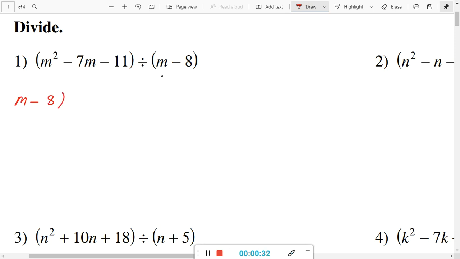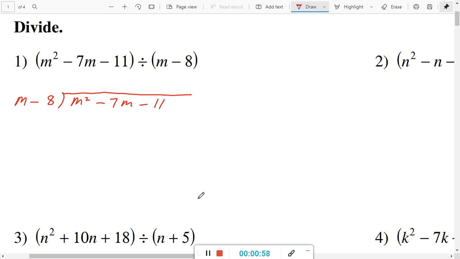And that's going to go into m squared minus 7m minus 11. Okay, so this is already set up the way we want it, but you want to write the exponents in decreasing order. So 2 is the highest, this is m to the first power, and this would be like m to the 0.